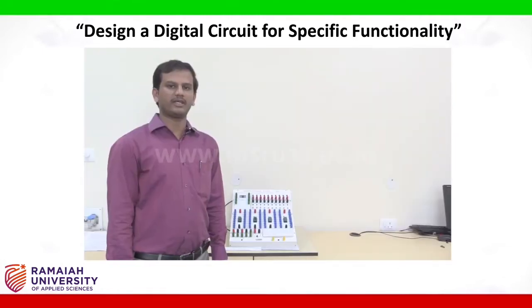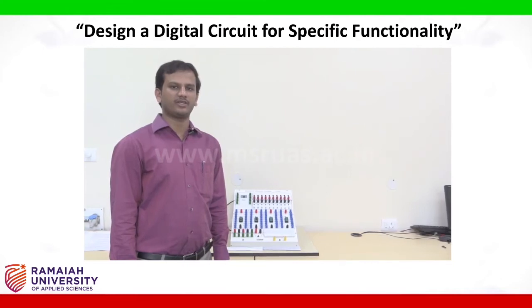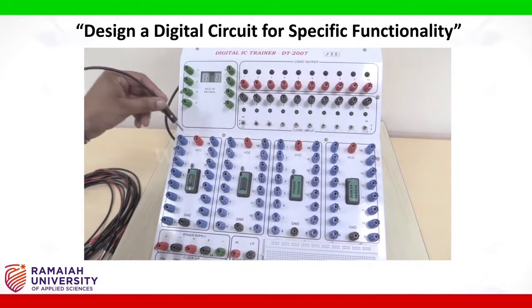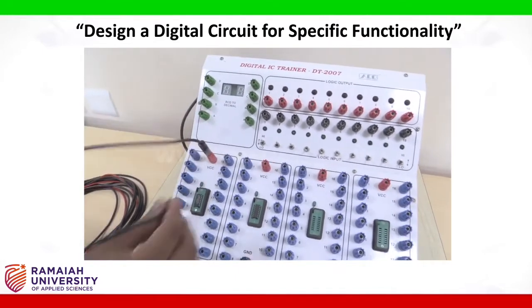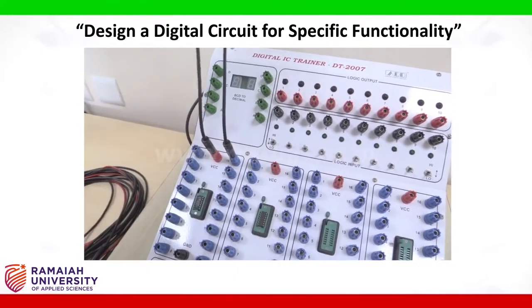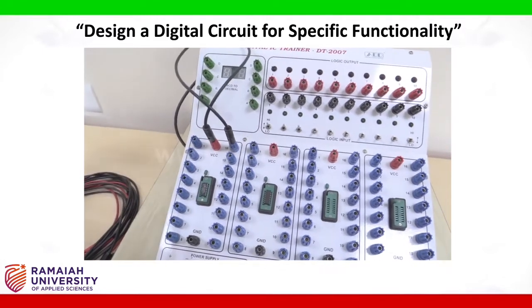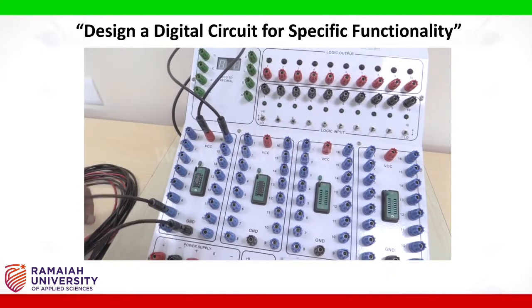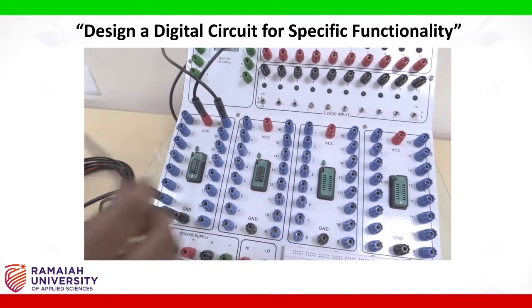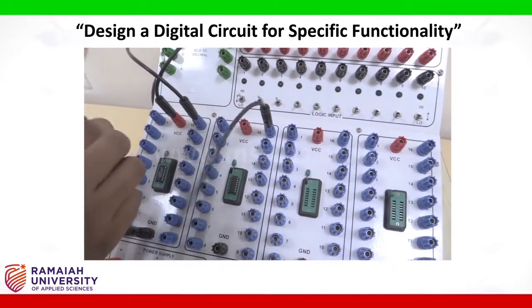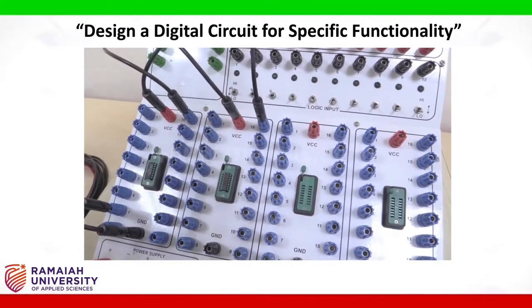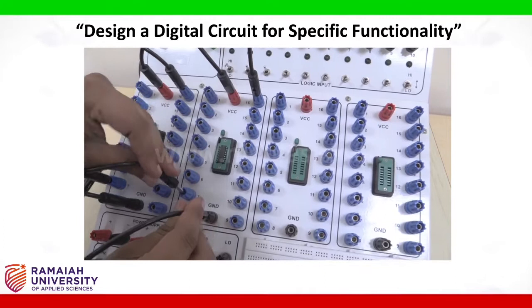Now let us make the connections as per the logic circuit. First I will connect VCC and ground for each IC base. Pin number 16 represents VCC and pin number 7 represents ground. Similarly, I will connect for the second IC base. Pin number 16 is VCC, pin number 7 is ground.